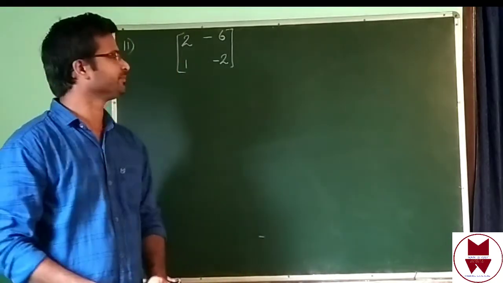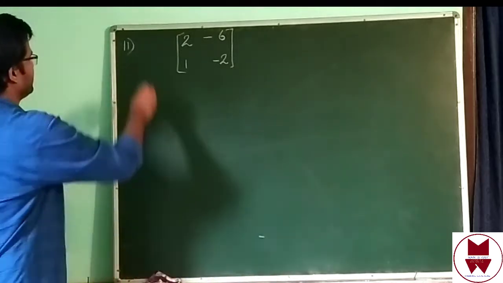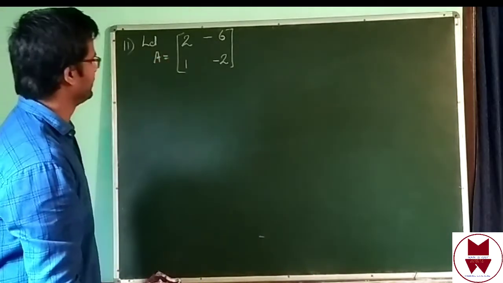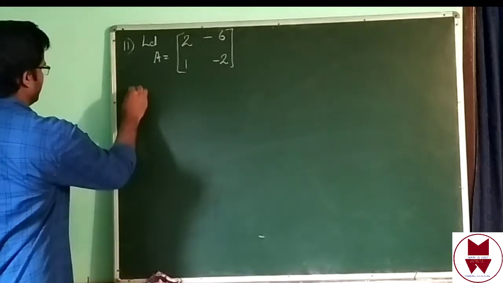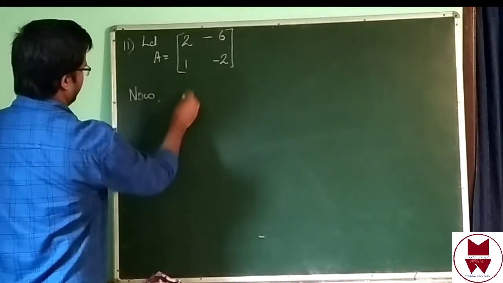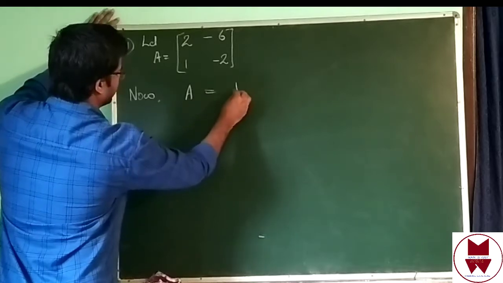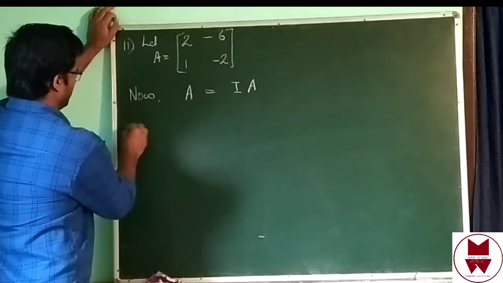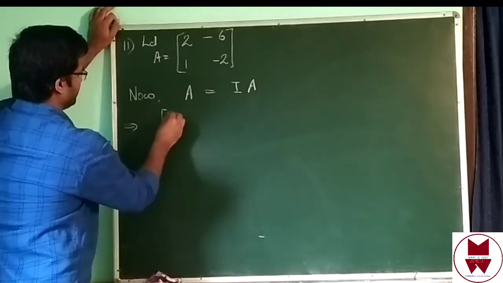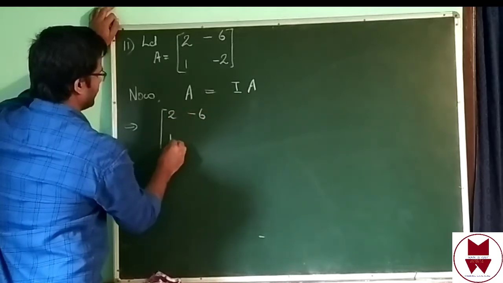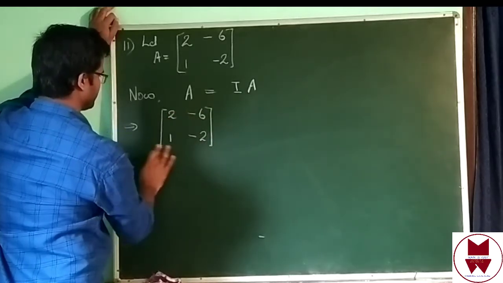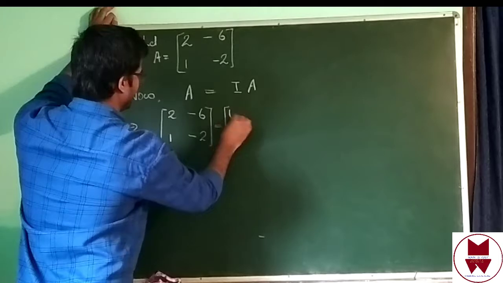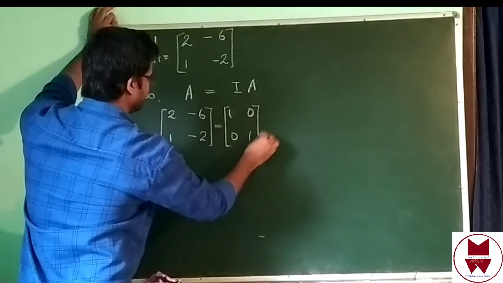This is question number 11. First step, give one name. We can write let A equal to matrix 2 minus 6, 1 minus 2. Now this A we can write A equal to identity matrix into A. I into A. Then the A matrix is already given. That is matrix 2 minus 6, 1 minus 2 equal to I means 1, 0, 0, 1 into A.